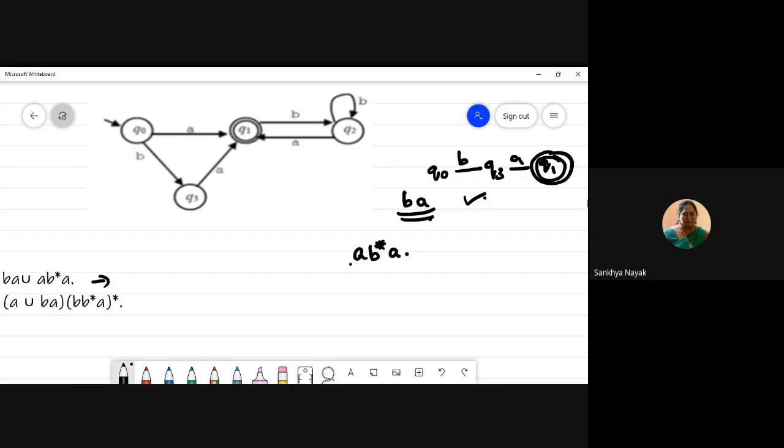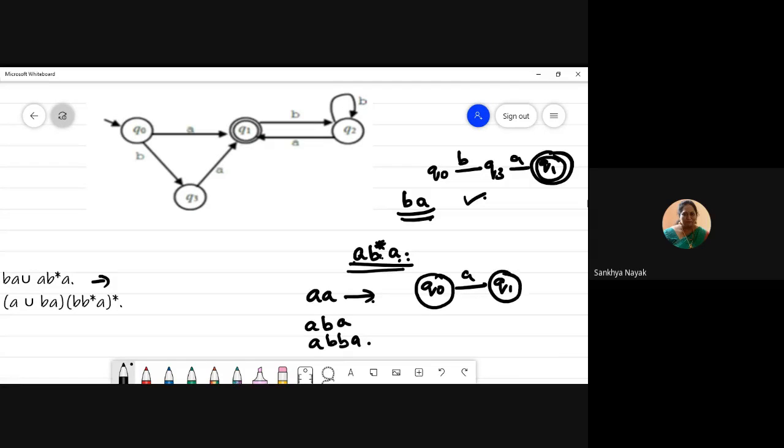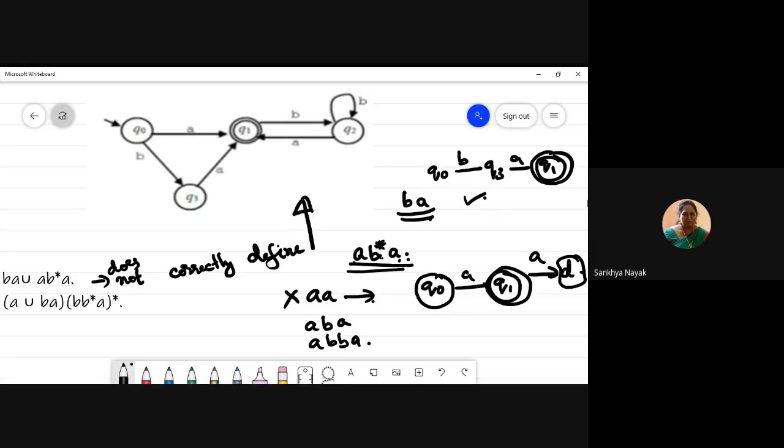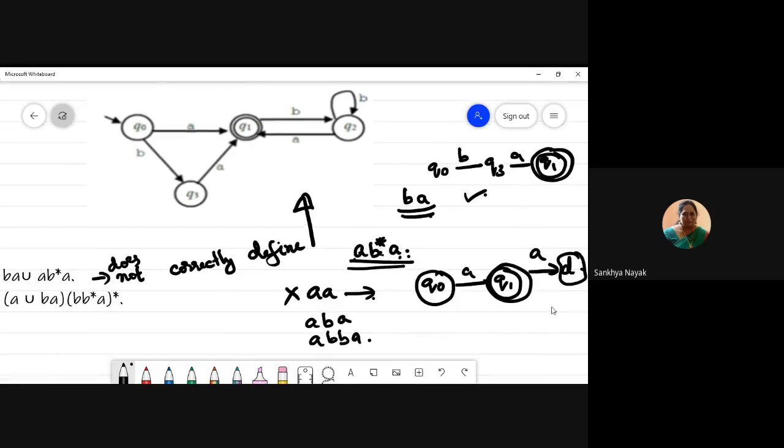So this was okay. Now, when we came to AB star A, what is the minimal string here? AA, because B star is optional. Or you can have ABA, or you can have any number of B's followed by A. Now, coming to AA, Q0 on A came to Q1, but there is no transition from Q1 on A. So it's a dead state. So even if one string is not accepted, it does not correctly define whatever is in this diagram. So that's the way you have to answer those questions.